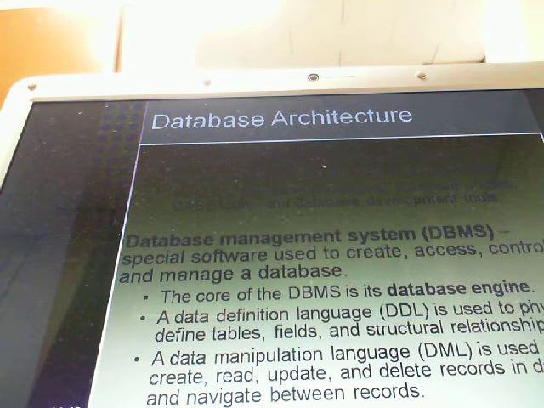The core of a database is the database engine, and data definition language is used to physically define tables, fields, and structural relationships. Data manipulation language is used to create, read, update, and delete records in the database, and navigate between records. So basically, in order to create a database using a database management system, you need to know how to write DDL as well as DML.